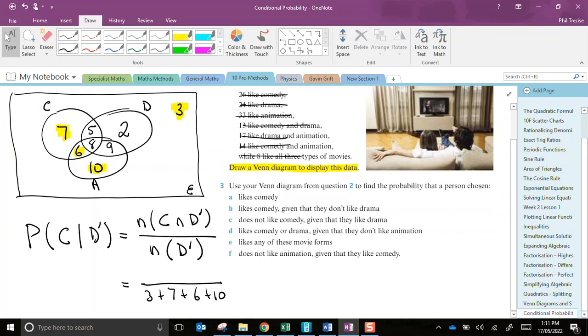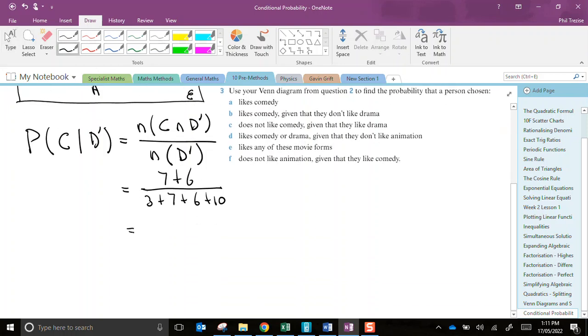Now I have to try and find the intersection of the comedy group with the ones that are already highlighted. So I'm going to use a different color highlight, and I'm not focusing on the 2, the 5, the 8, or the 9. They're not part of it. I'm focusing on the ones highlighted in yellow. Out of those yellow ones, which ones also belong to circle C? Well, that one does and that one does. So it's a 7 plus a 6.